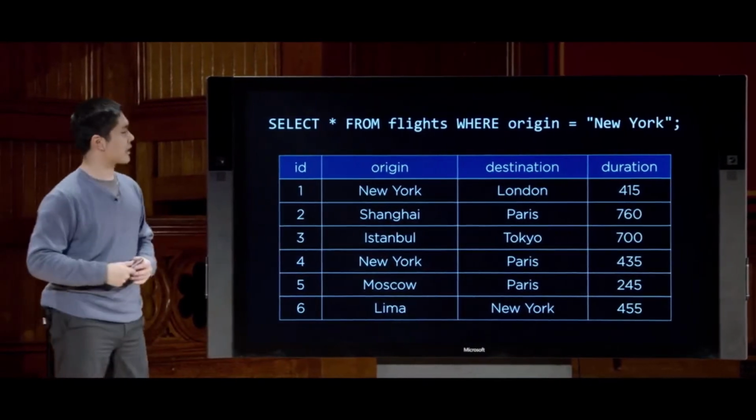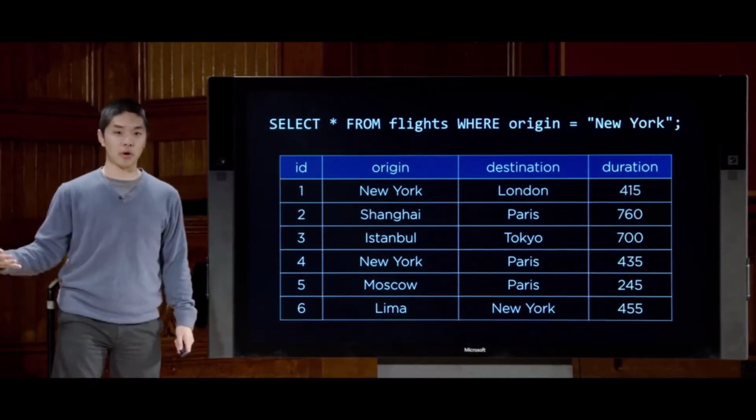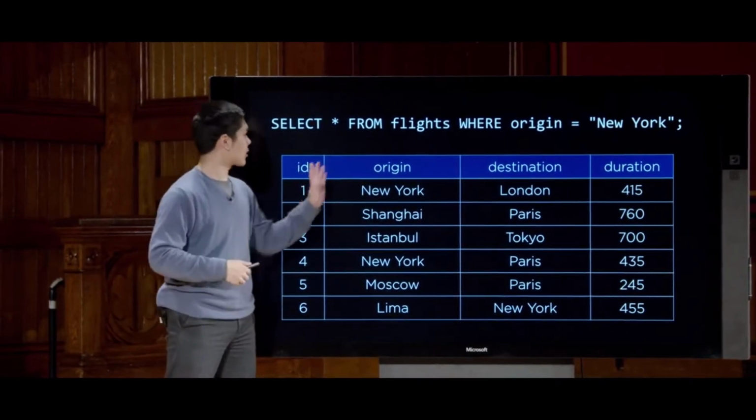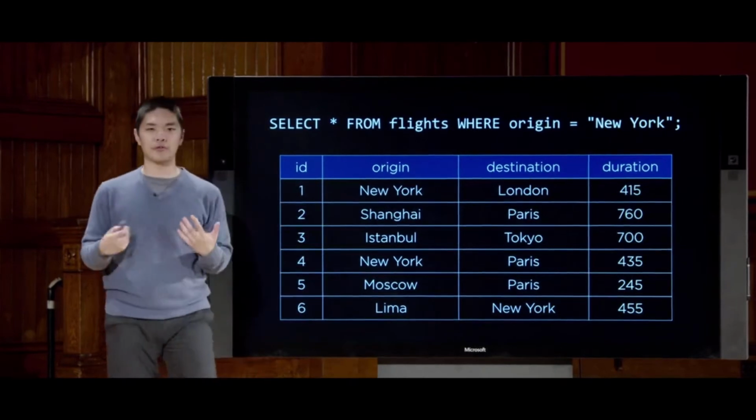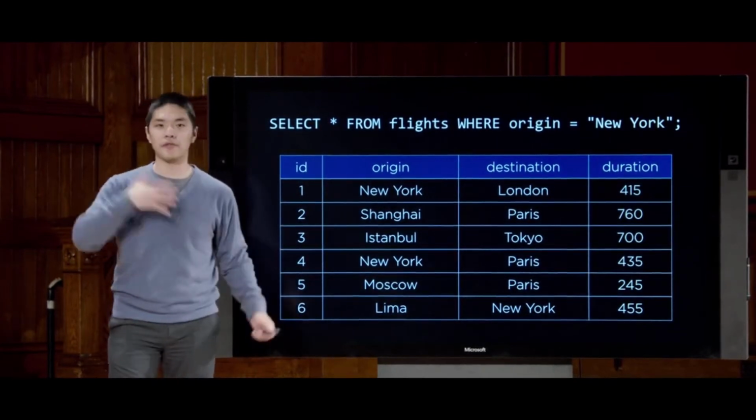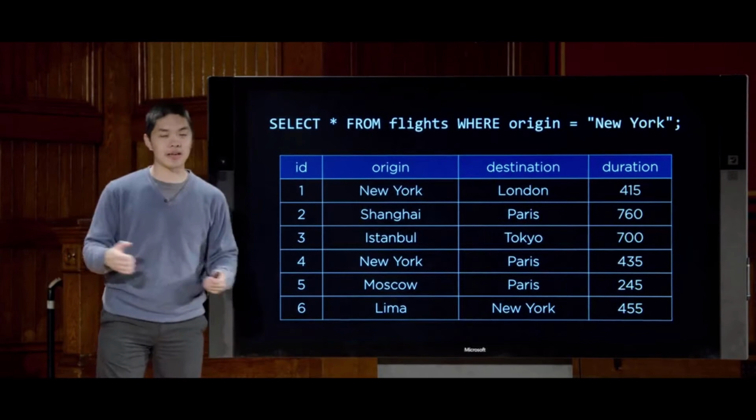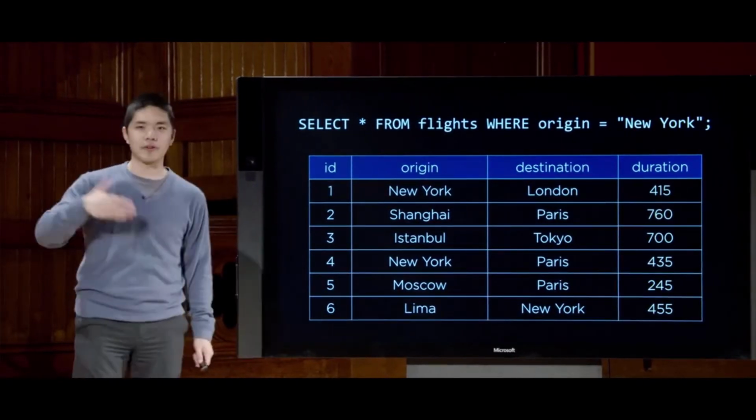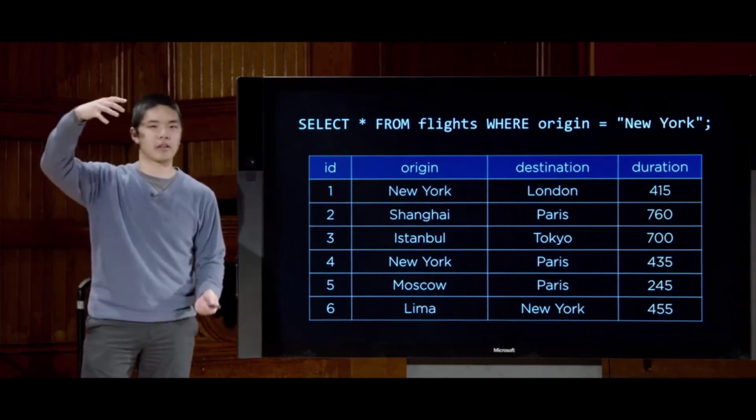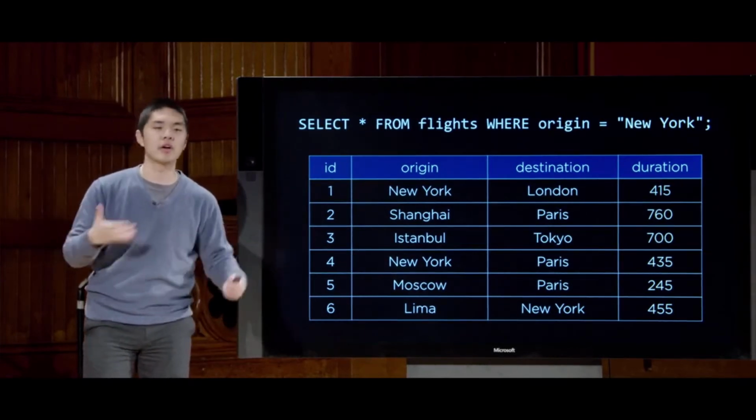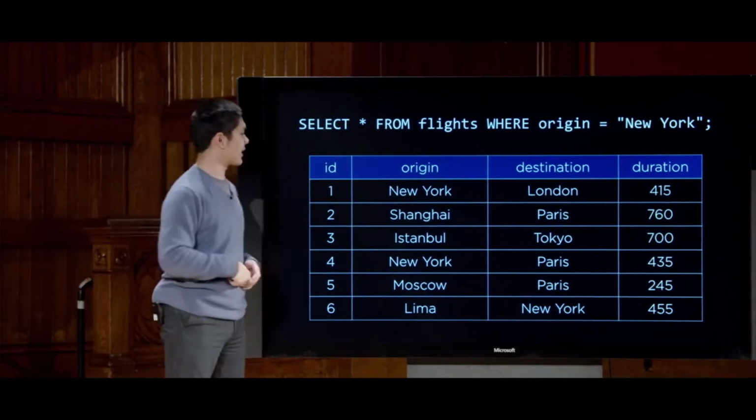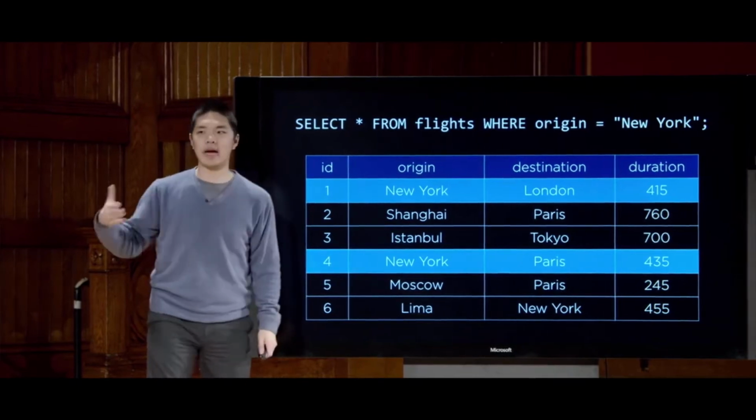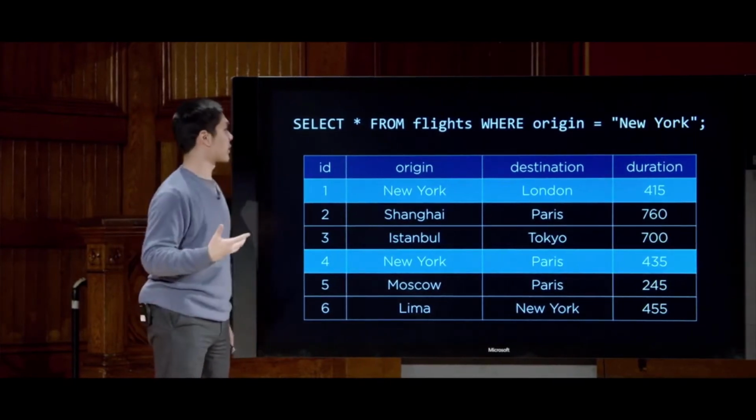If instead I said select star from flights where origin equals New York, I can see that I don't just need to filter on the primary key, the ID. I can also filter on any other column. I can say, give me all the flights where New York is the origin, so all the flights leaving from New York. You might imagine that an airport, for example, likely wants a query that will find all the flights leaving from New York so they can display on a screen all of the departures from that particular airport. So you could run a query like this and get back only the rows in this table that happen to have an origin of New York.